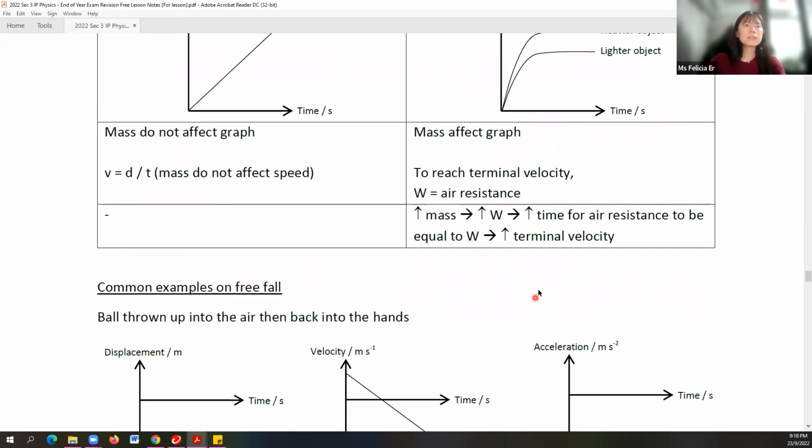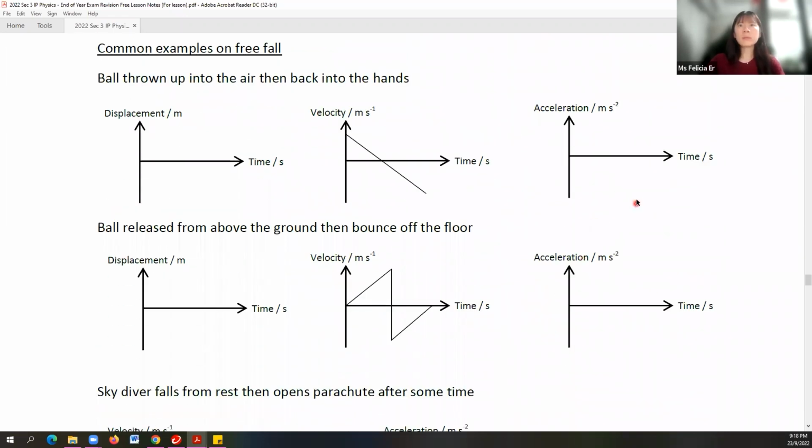Okay, so let's take a look at common graphs for this kind of example. For a ball thrown upwards into the air and then falling back into the hands, do you all know how to draw the displacement time graph? Anyone to help draw it? I'm not going to appoint anyone. By chance, does anyone know how to draw it? There are 4 graphs over here. Can I get volunteers to draw all 4 for me? I give you the velocity time graph. You draw for me the displacement and acceleration time graphs.